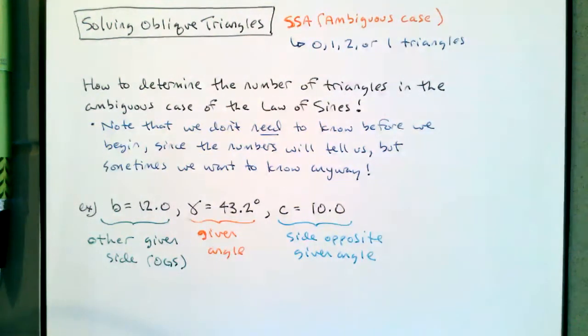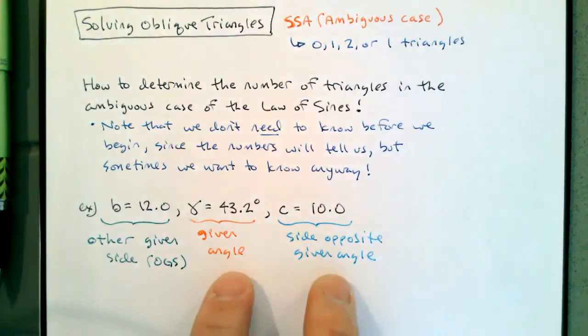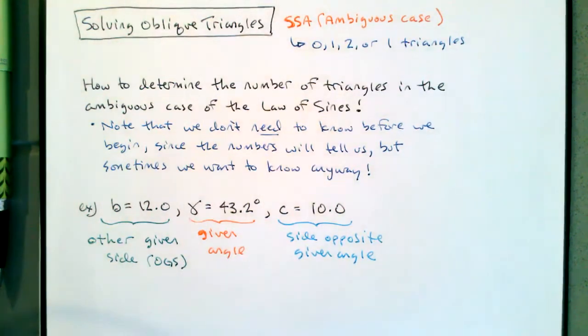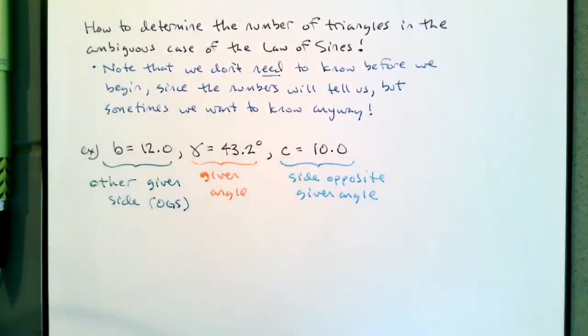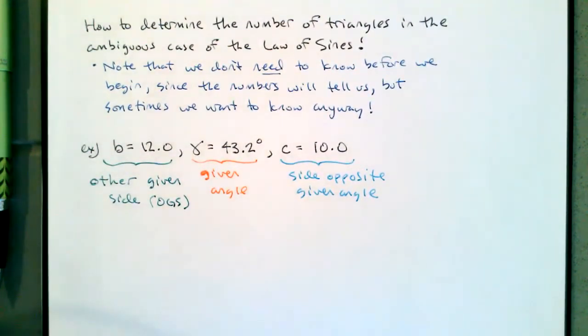This is the ambiguous case of the law of sines. Remember, just starting off, we use whatever we can. And since I have a set of opposite information, an angle gamma and side C, that tells me it's the law of sines. But we are in the ambiguous case because we only have one angle.